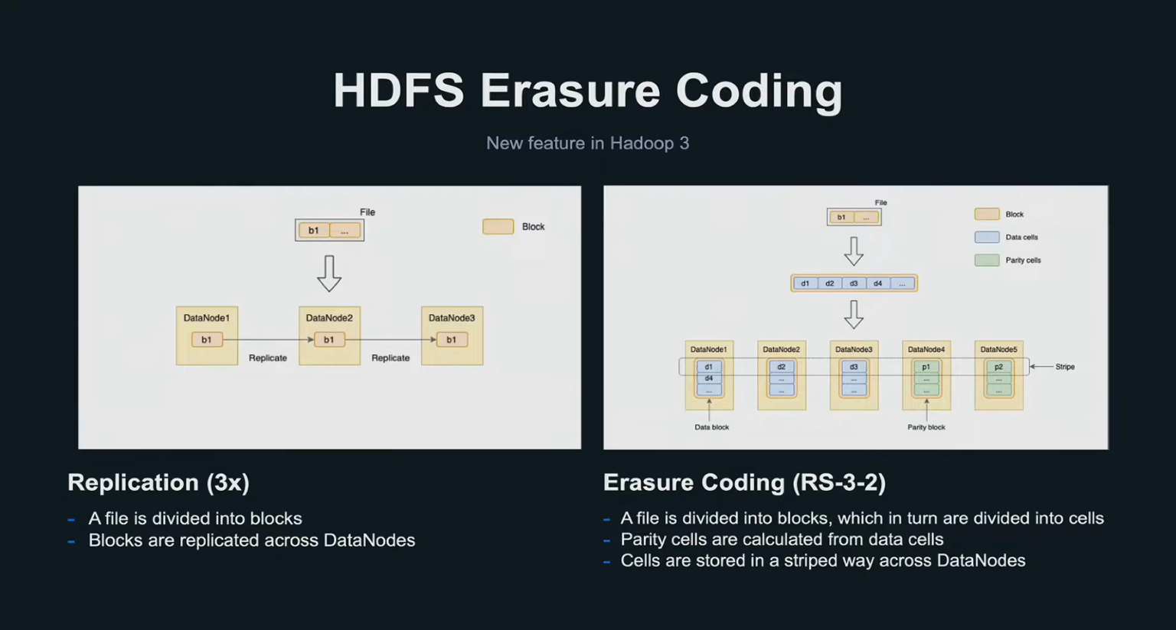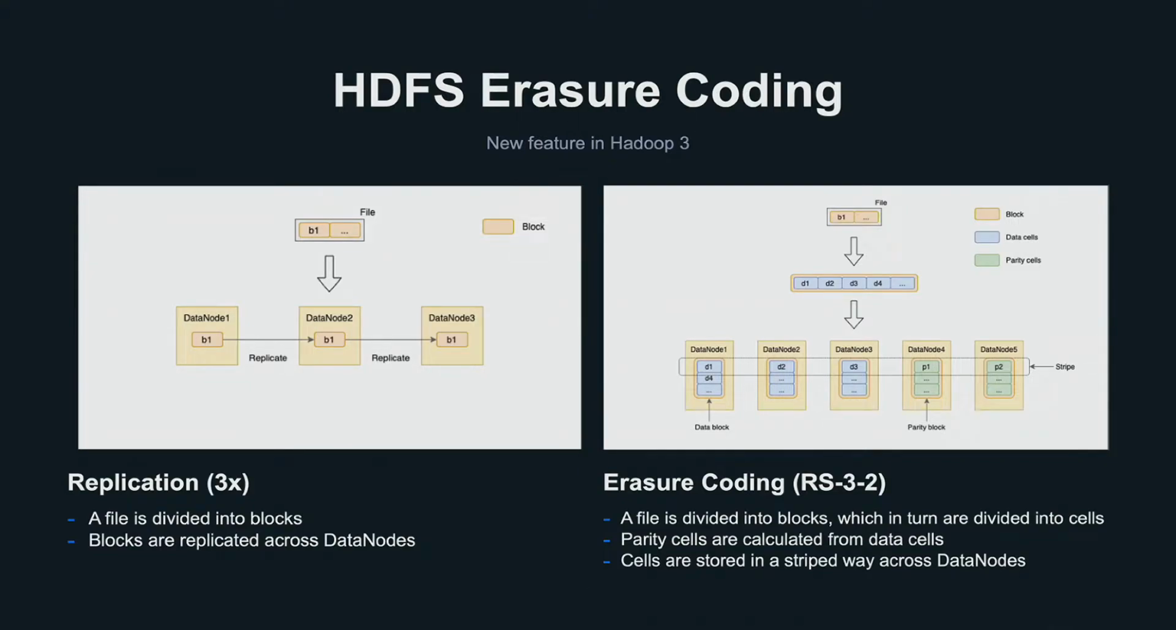In erasure coding, this block is further divided into smaller units called cells. In the erasure coding called RS32 in the figure, 2 parity cells, P1 and P2, are calculated from 3 data cells, D1, D2, and D3, and they are stored in different data nodes. Blocks made up of data cells are called data blocks, and blocks made of parity cells are called parity blocks. And out of a total of 5 blocks, if 2 blocks are lost, the 2 lost blocks can be recovered from the remaining 3 blocks. So this is the key feature of erasure coding.